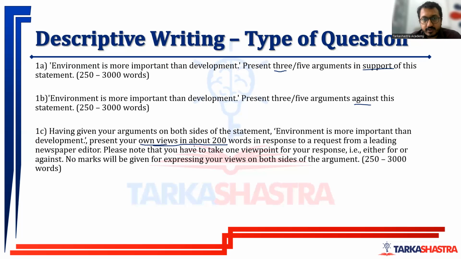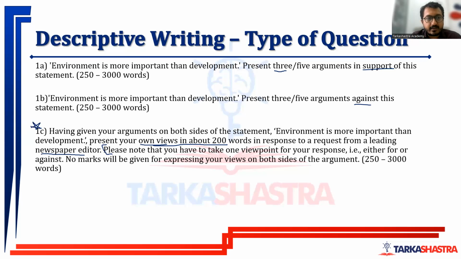Okay, so your own views in about 200 words in response to a request from a leading newspaper editor. So a leading newspaper editor has asked about your opinion about the given topic. Now, please note that you have to take one viewpoint for your response, that is either for or against. You cannot do both points of view; you have to speak either for or against. No marks will be given for expressing your views on both the sides of the argument. Okay, so this is the third type.